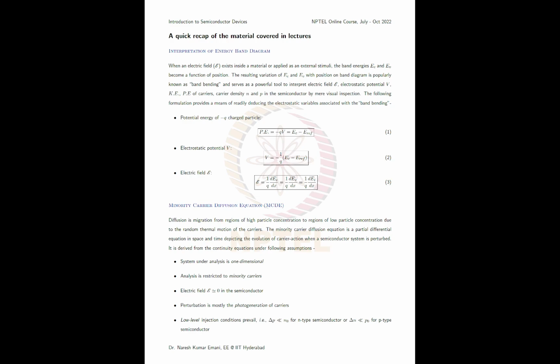For an n-type semiconductor, the majority carriers are electrons, n naught, and the minority carriers are holes, p naught. So delta p should be less than n naught, so that the holes remain the minority carriers. Similarly, for a p-type semiconductor, the electrons should remain the minority carriers even after carrier injection. So that is called low level injection.